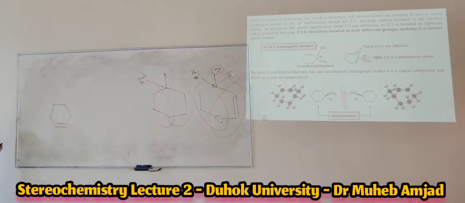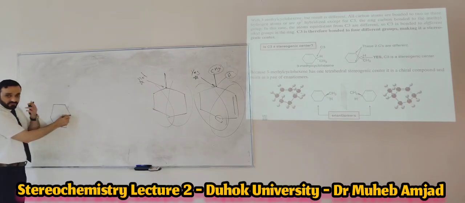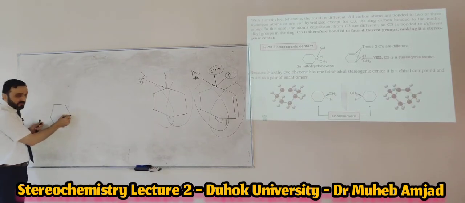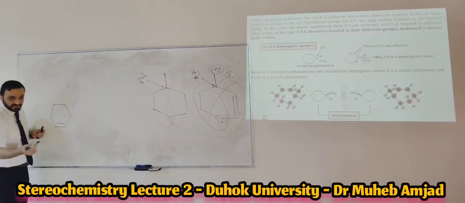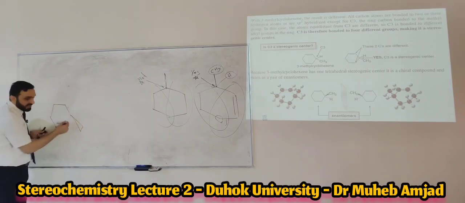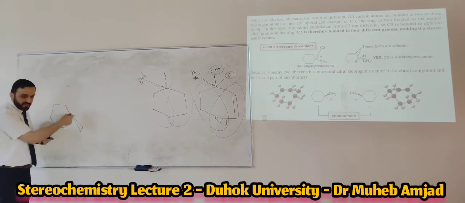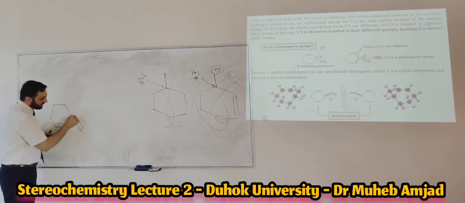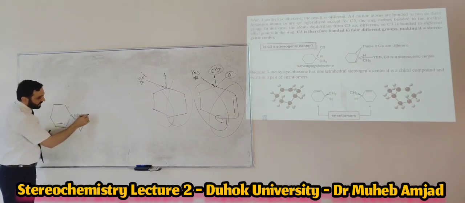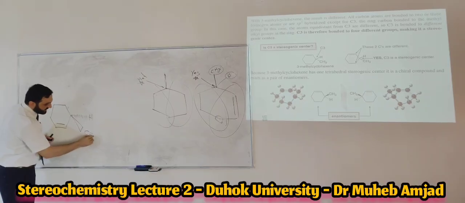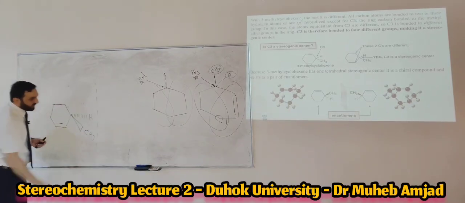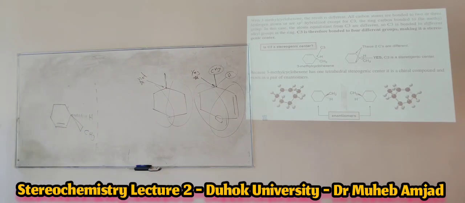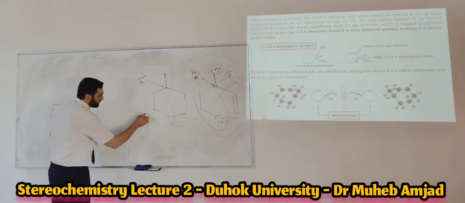That means we have two remaining bonds. One of them is on this side, near you, and it will be like that. The second, the fourth one, the last one, will be in front of the plane. One of them is hydrogen and the other is CH3. Now draw the mirror image directly. This is the mirror image.